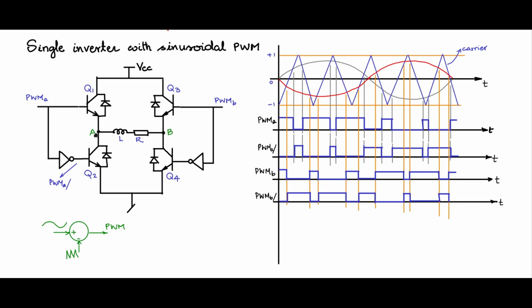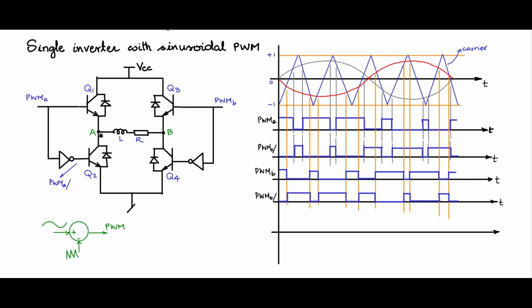Now, let us plot VAB. Let us plot VAB, and across that should be the pulse width modulated waveform. It should be the sinusoidal pulse width modulated waveform, because it should contain within it the fundamental sinusoid, this fundamental sinusoid, which we should be able to extract by filtering. So how does that wave shape look like?